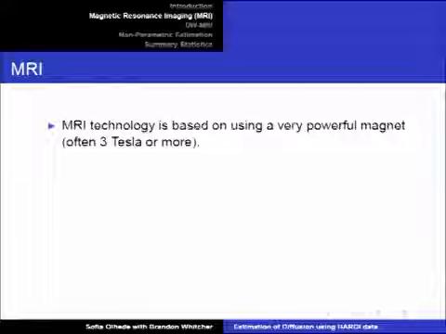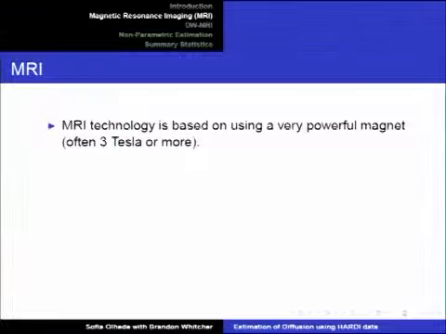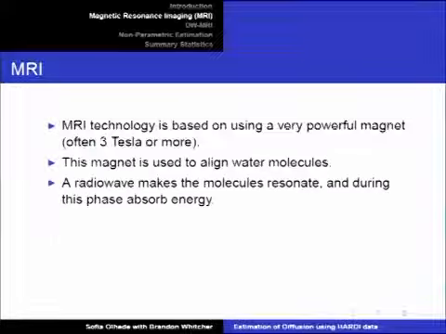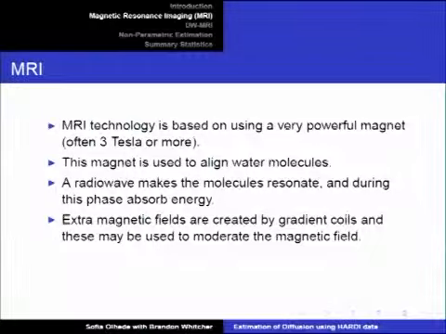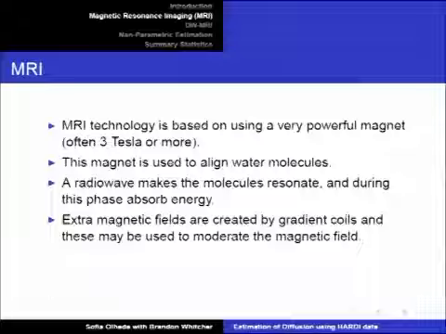So just to give you an overview of my understanding of MRI, MRI technology is based on using a very powerful magnet. That was my first understanding of it. So you get a 3 Tesla magnet or bigger. They're very expensive pieces of equipment. And what you do with this magnet is you use the magnetic field to align water molecules in certain directions, and then you let them get back to the natural state. And a radio wave makes the molecule resonate, and during this phase they absorb energy. You then apply extra field gradients to make it align with different directions and see how it goes back to its natural state.